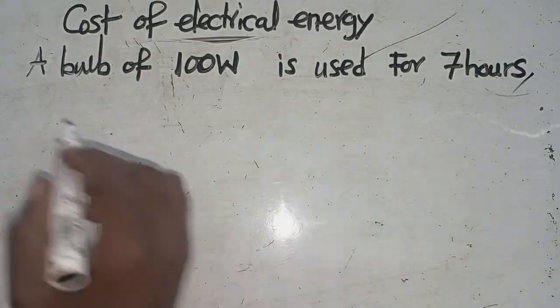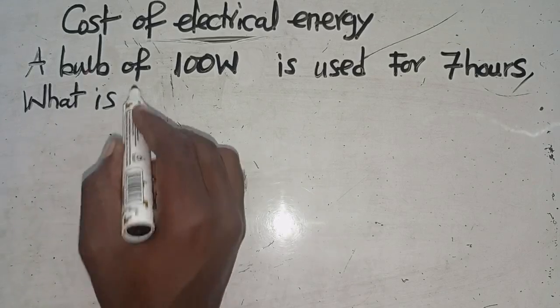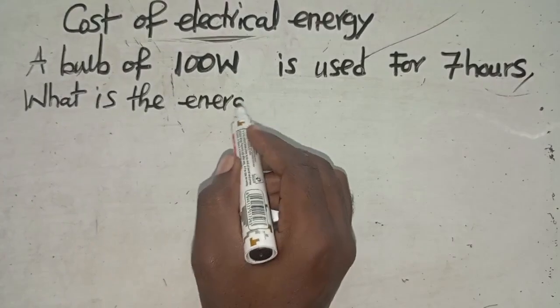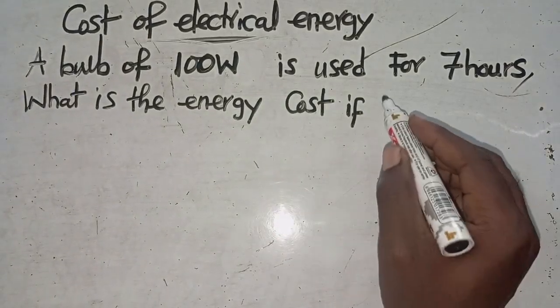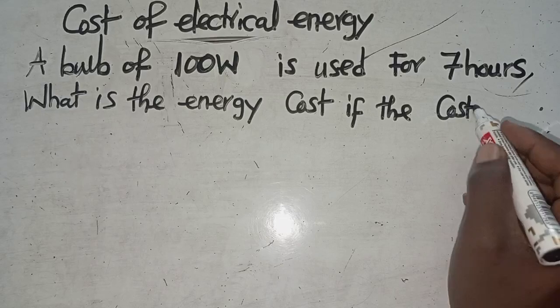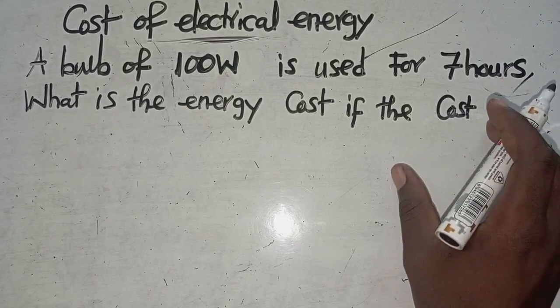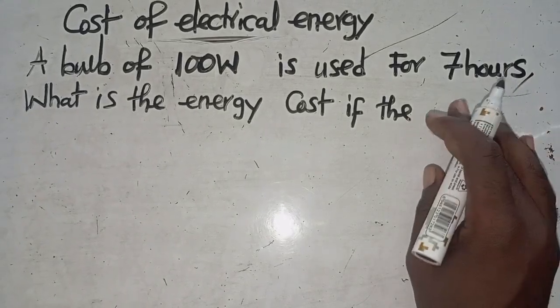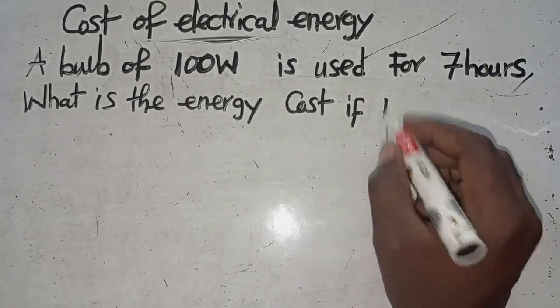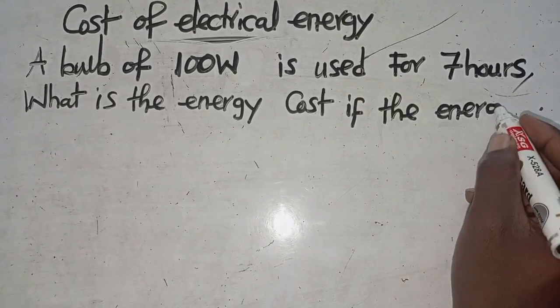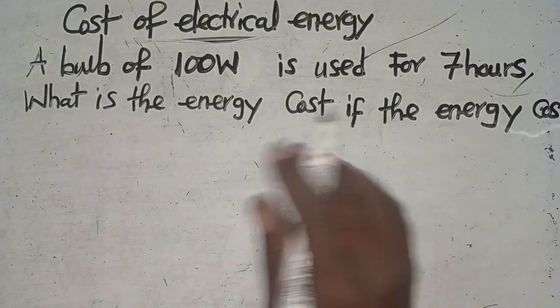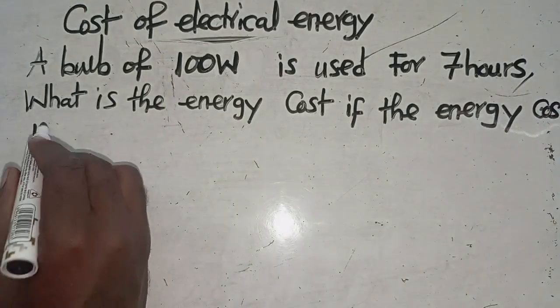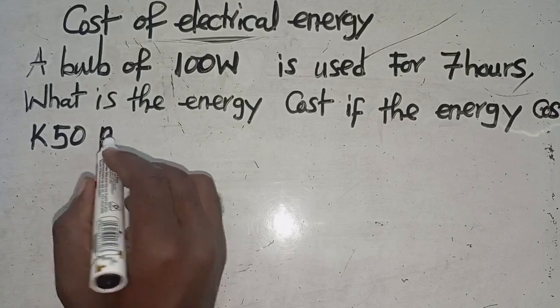Then I put a comma there. Then I ask you: what is the energy cost if the energy costs 50 kwacha per unit?